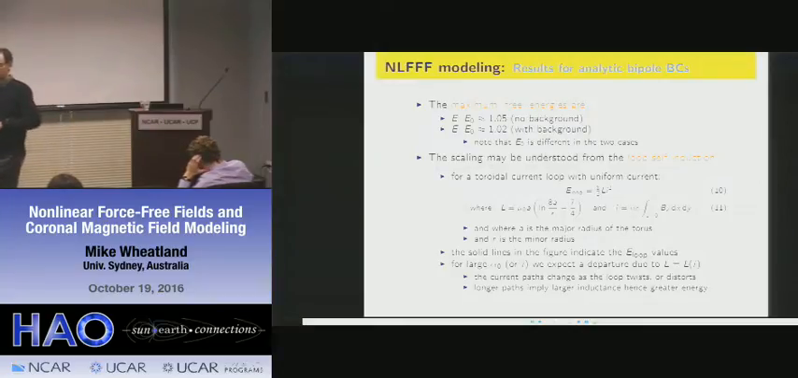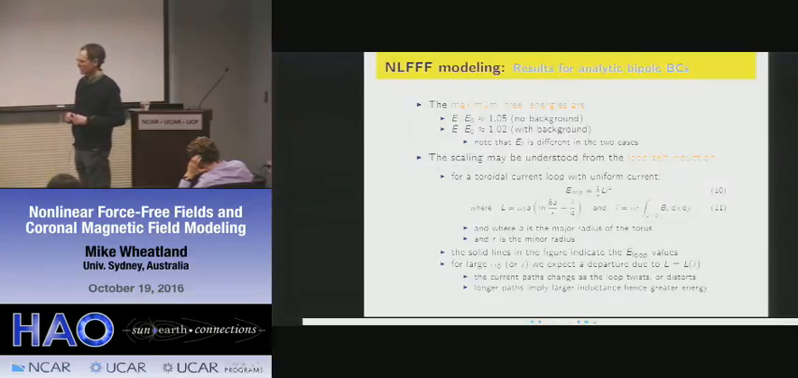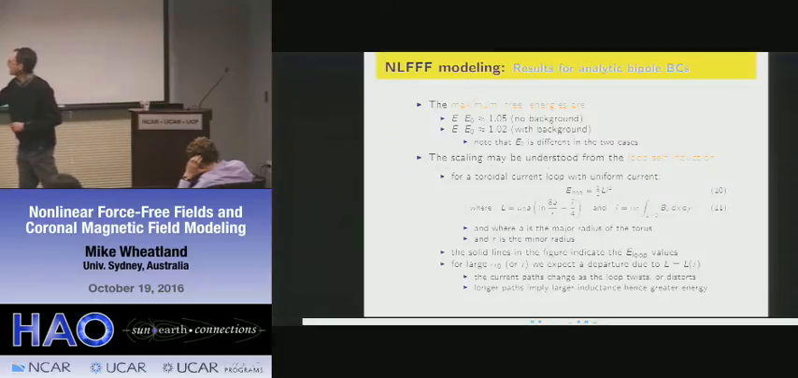Looking at the free energy, that's only where alpha is non-zero. It's a stupid question, but I'm just wondering to what extent you get that scaling if you assume a linear force. You get the same result with linear force-free fields. I wrote a paper on that, this one here.